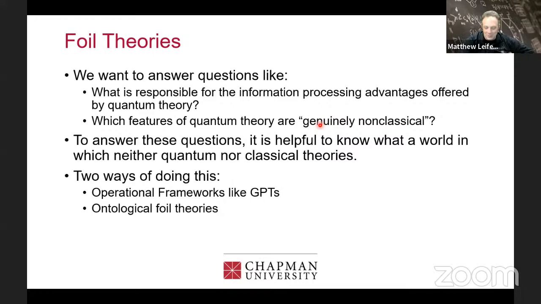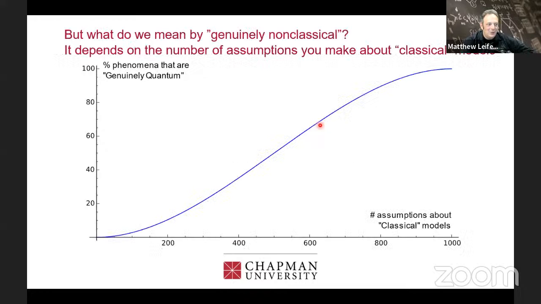So there's two things we have to bear in mind when we're doing this. One is that what you mean by genuinely non-classical obviously depends on the number of assumptions you make about your classical models. So depending on that, you can either make every single thing you can think of genuinely quantum, so genuinely non-classical, or you can make nothing genuinely non-classical. So let me explain the two extremes, right?